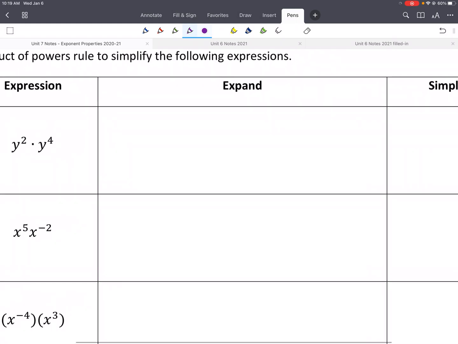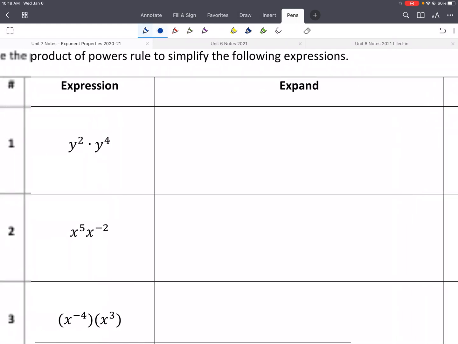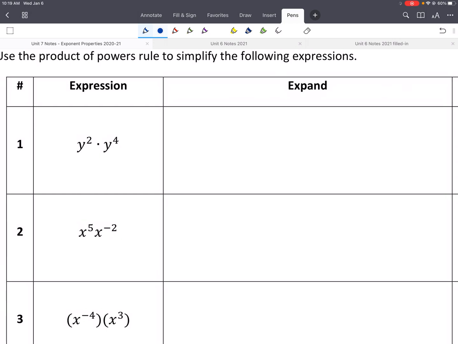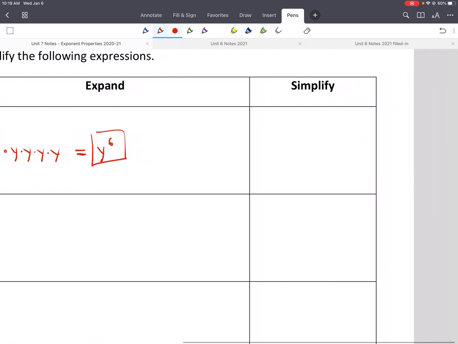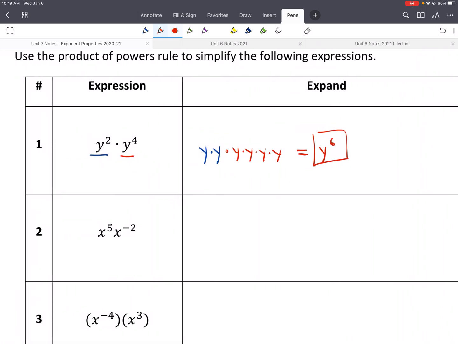Okay, so to expand this, for this first example, we have y times y for the first expression, and then for the second we have y times y times y times y, 4 y's. So when we simplify that, that gives us 6 y's, so y to the 6th. I'm just going to put it there instead of over here just so that we can see it a little better. So this is simplified.